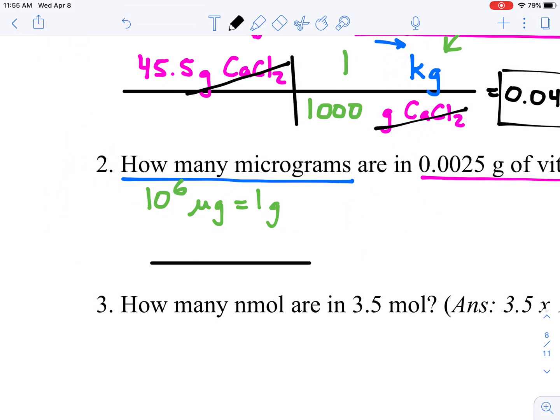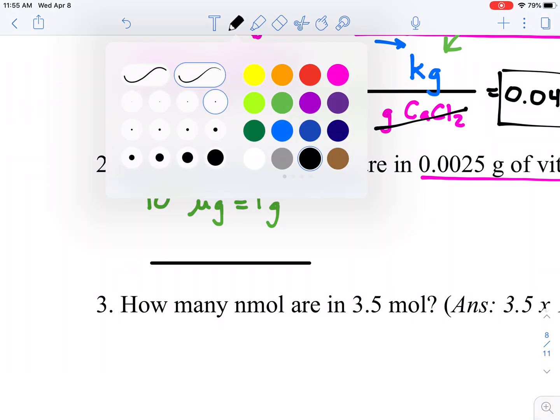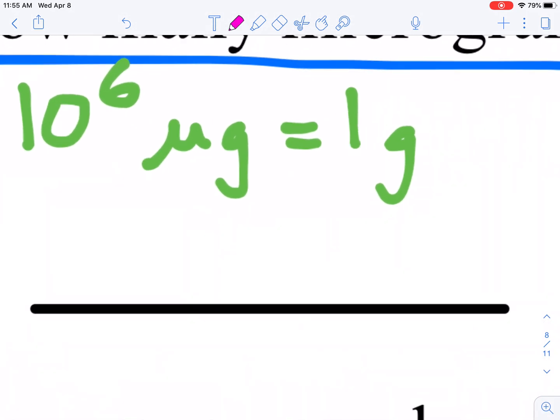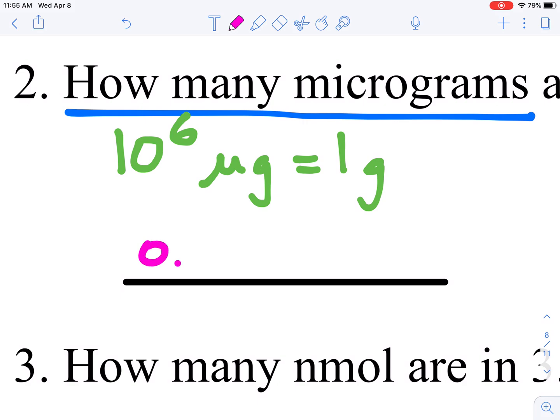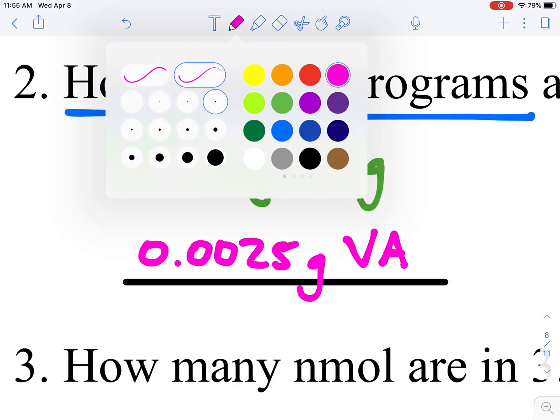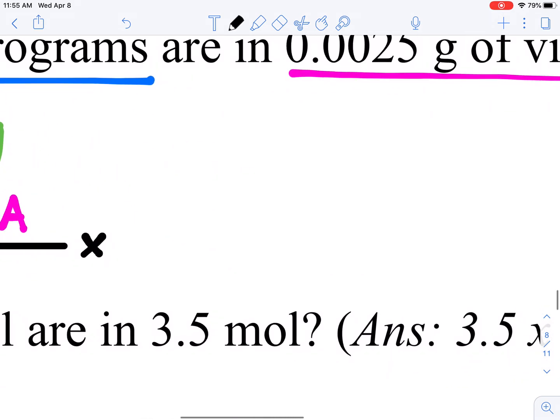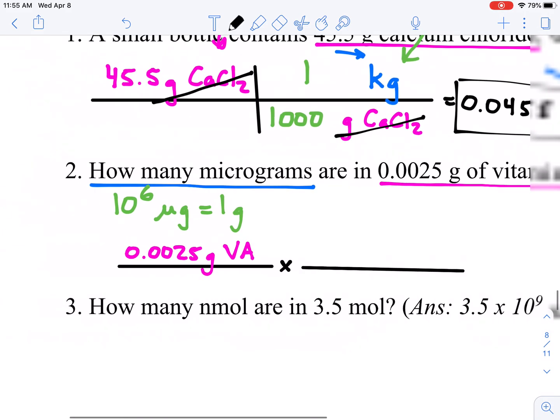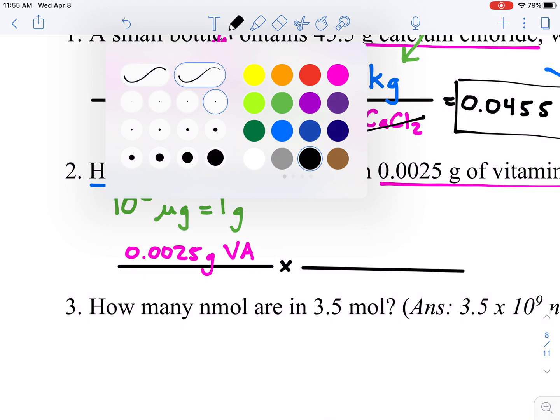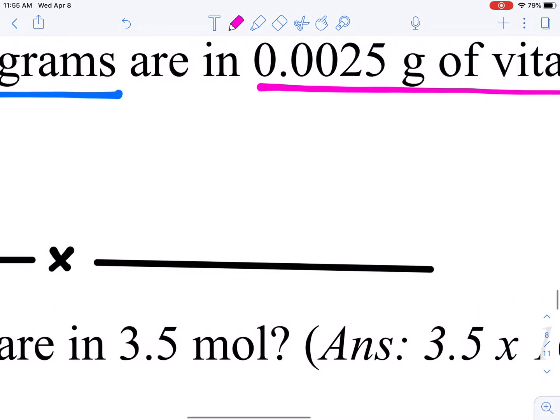So here's a fraction. We're going to start with what we know, which is 0.0025 grams of vitamin A. I'll call vitamin A VA for vitamin A. And then we need a new fraction. So you're going to multiply and a new fraction. And again, either of these methods works. We do know some things, right? We know on the bottom that we want to cancel out grams of vitamin A.